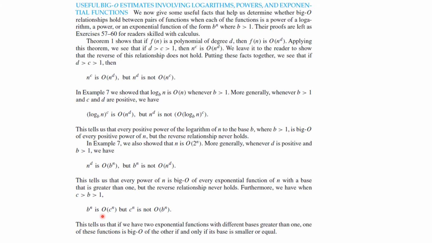And lastly, whenever c is bigger than b is bigger than 1, b to the n is big O of c to the n, but c to the n is not big O of b to the n. Now, sometimes we'll be combining these, but this last one tells us that if we have two exponential functions with different bases greater than 1, one of these functions is big O of the other one if and only if the base is smaller or equal.